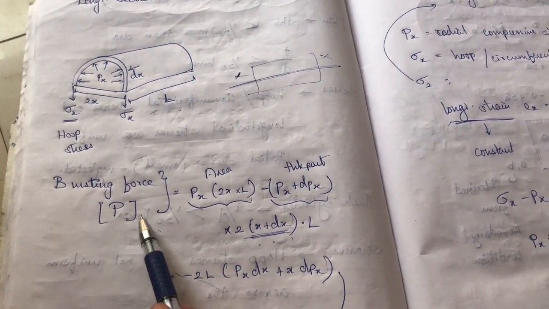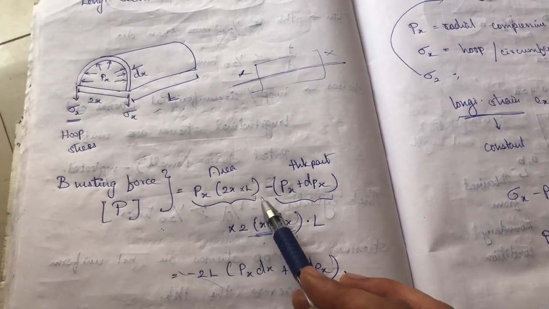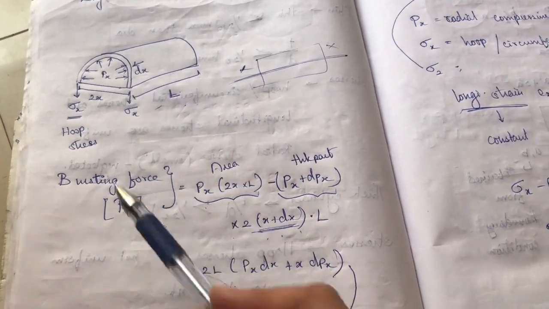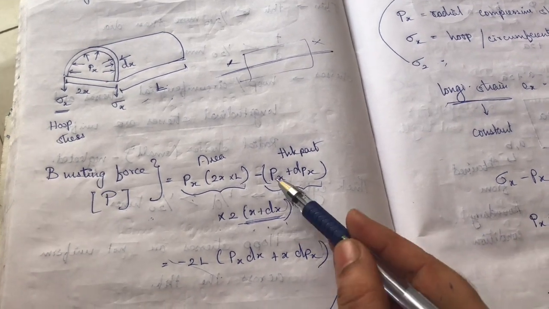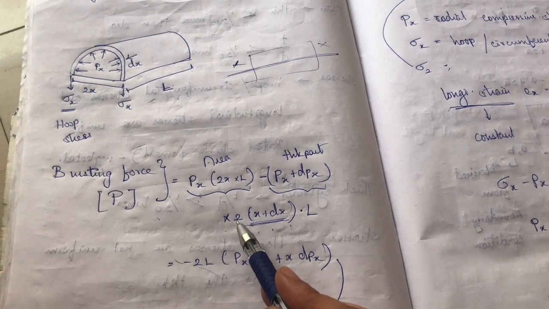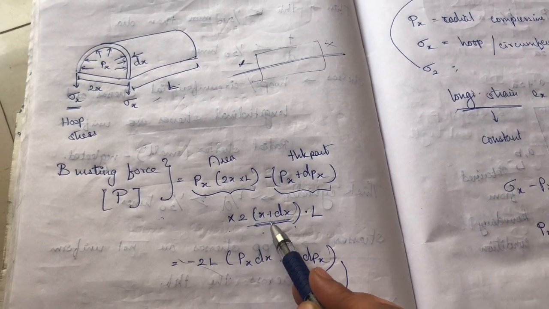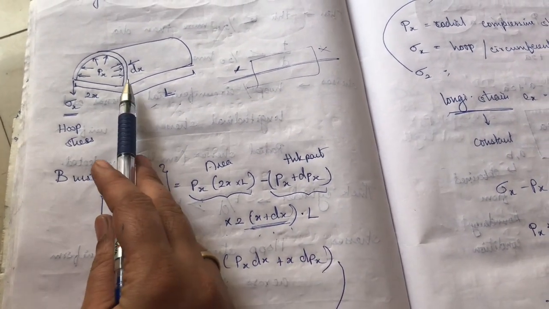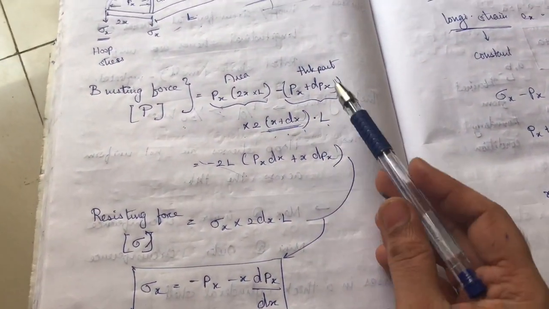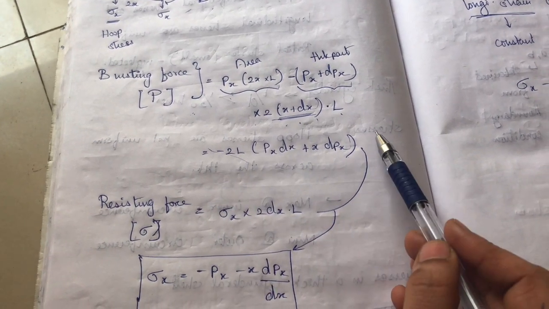So here, the bursting force is the total force: the total pressure into the total area, minus the thickness part. dx and dPx are all in the thickness part. So we add the thickness part to Px plus dPx. Similarly, here I have put 2 times 2x plus 2dx, where 2dx means this thickness part, into L. By doing so you will get the answer. I'm just taking 2L as common, and this is the result.